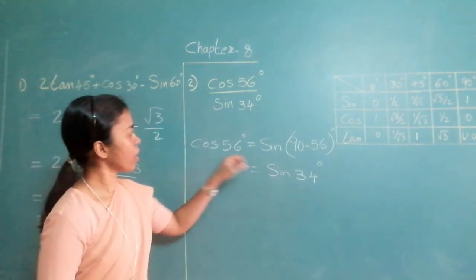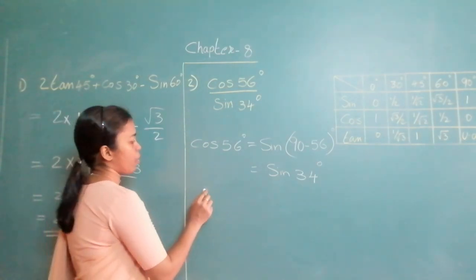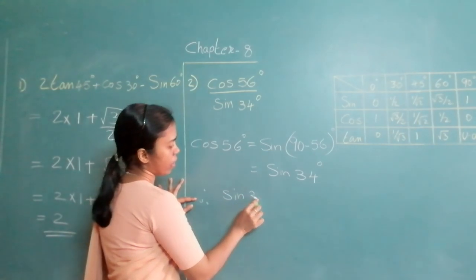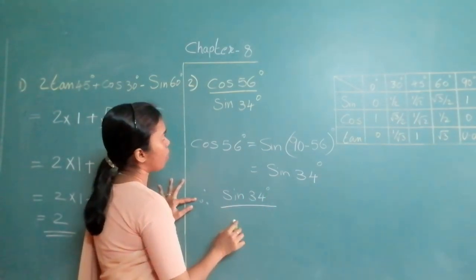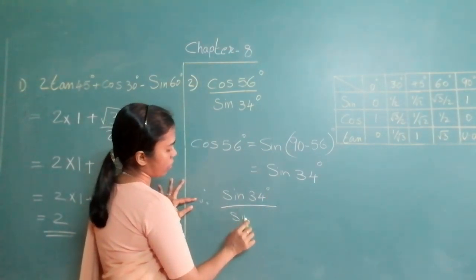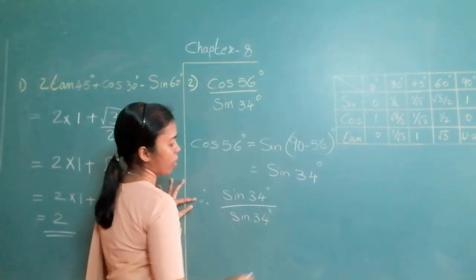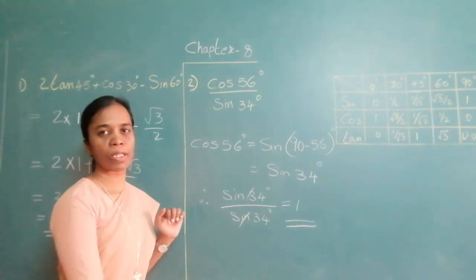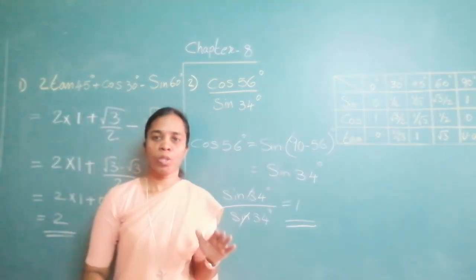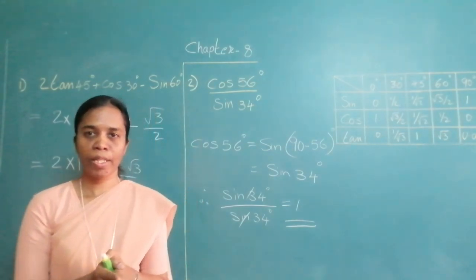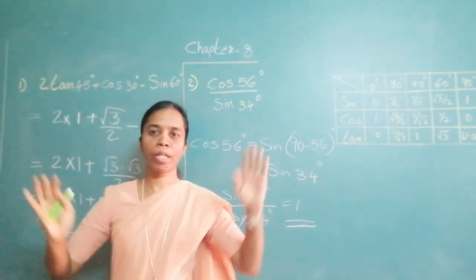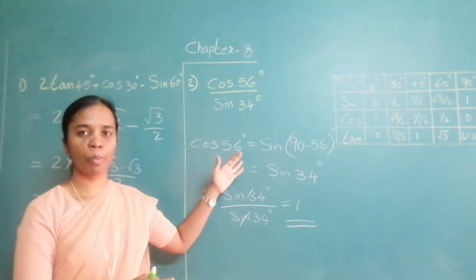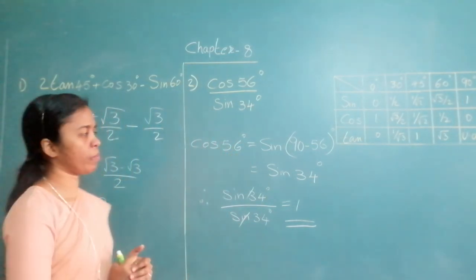Now substitute this in place of cos 56. Therefore, instead of cos 56 I write sin 34 degrees upon sin 34 degrees. Both get cancelled, equal to 1. So this is the answer. So the first thing you should check is the angle. If the angle comes in the table, substitute the values. If it does not, then they are using the complementary ratios. Okay.